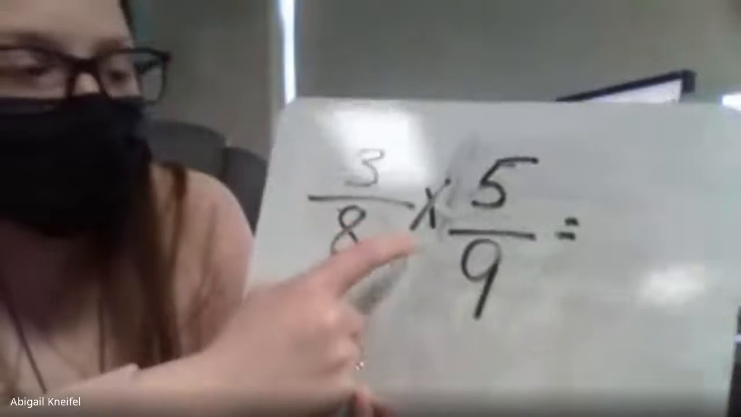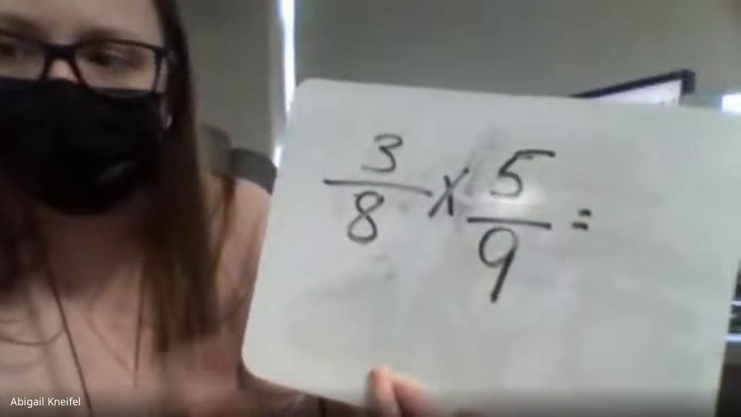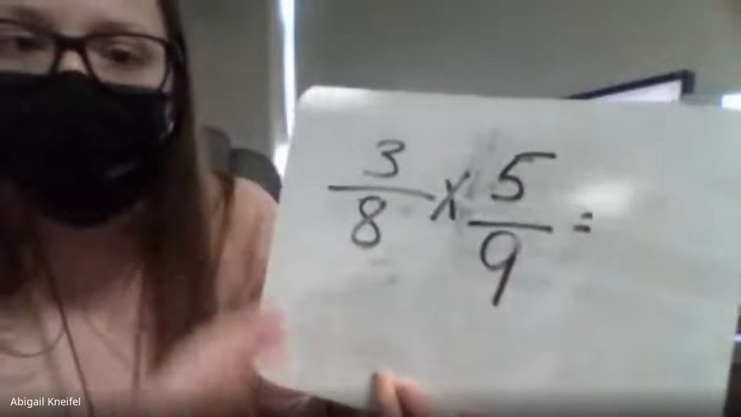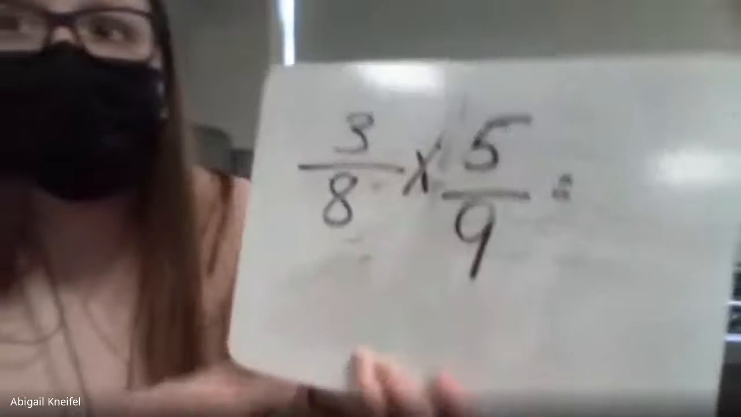All right, try this one. You only have about a minute to work through it because we are short on time, so just try your best. 3/8 times 5/9. If you can cross-simplify, cross-simplify. Remember, you cannot always cross-simplify. That just helps, but you can't always do it. And remember, we're not flipping our second fraction. That's division. This is multiplication. 3/8 times 5/9.